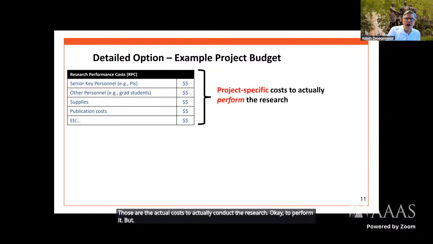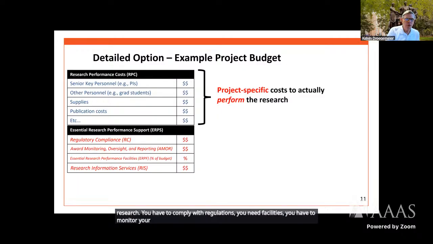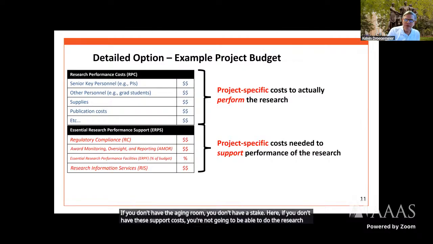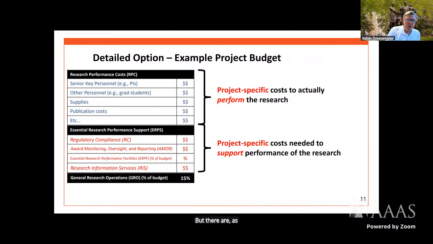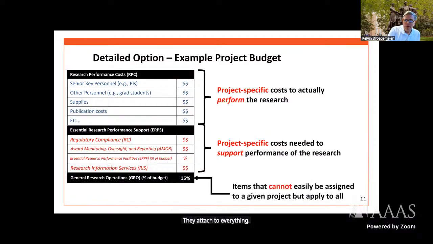But you need other support things, just like in the restaurant, to support that research. You have to comply with regulations, you need facilities, you have to monitor your budget, you have to do reporting, all those kinds of things. And those are also project-specific costs, just like in your bill, you have a cost directly related to your steak. If you don't have the aging room, you don't have a steak. Here, if you don't have these support costs, you're not going to be able to do the research up above. But there are, as in the restaurant example, some things that everybody has to pay for. They're not specific to any given project. They're attached to everything. And we have those as 15% of the budget.